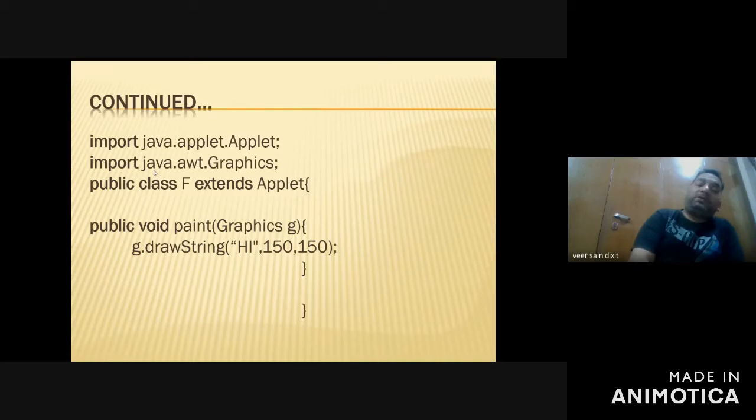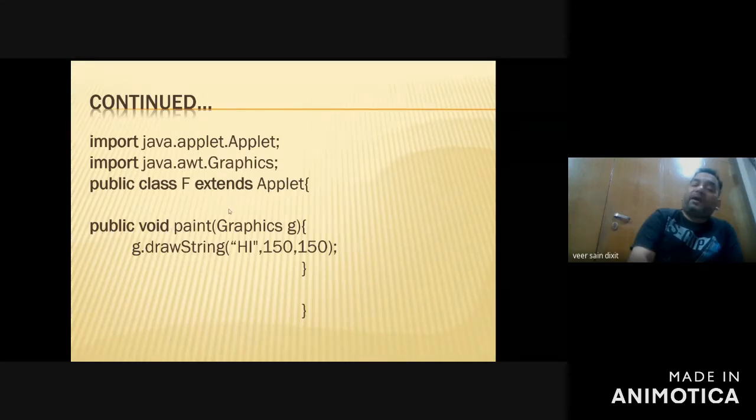So you will do import java.awt.Graphics. These two statements are necessary. Then you have created a class, public class f extends Applet. So Applet is a class which you are extending by a user defined class f. Now the name of your program will be f.java. You will open the notepad. On the notepad you will write f.java.